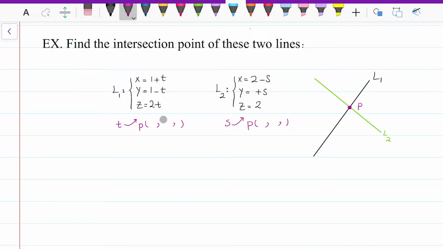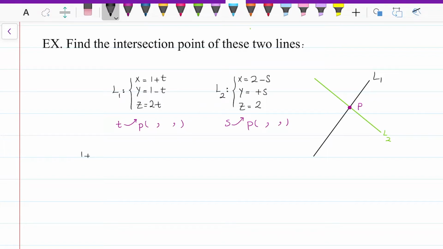Okay, so now how can I find these two values of t and s? I need to set the first coordinate of the lines equal to each other, second coordinates equal to each other, and the third coordinate equal to each other. And in that case, I get three equations and two variables, t and s. Okay, so let me do it.